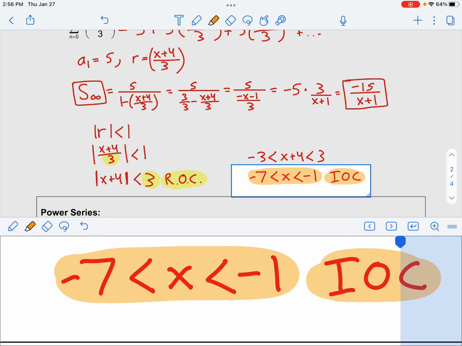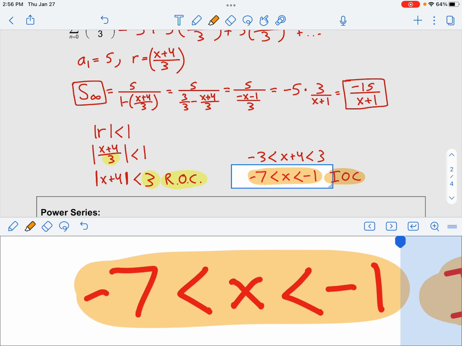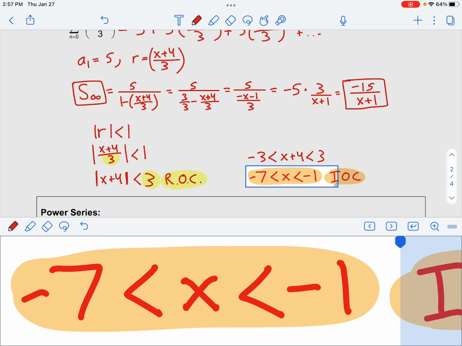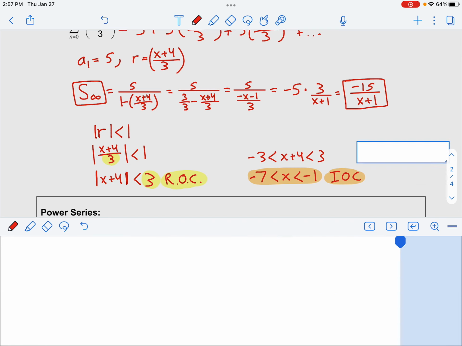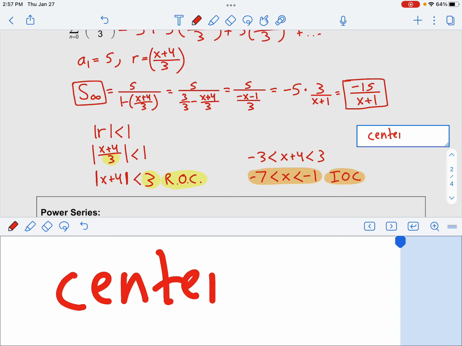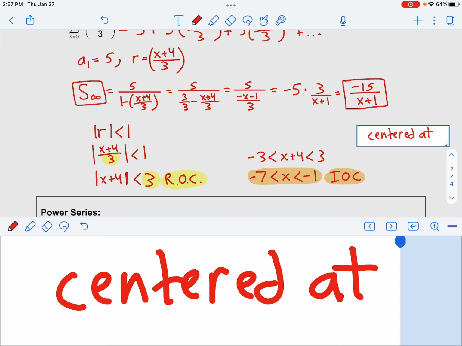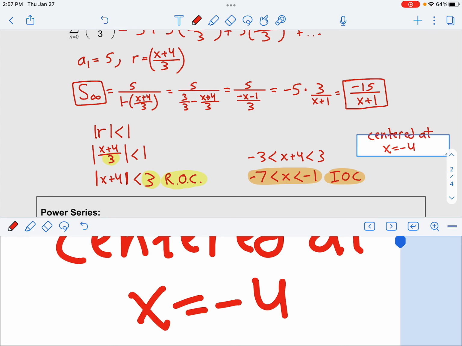All right. So again, halfway between these numbers is negative 4. And this brings us one more key term here, which is that sometimes these sorts of series we say are centered at a specific x value. In this case, because it's x plus 4, think of this as being shifted over to the left. So the last thing we'll say is that this is centered at x equals negative 4.